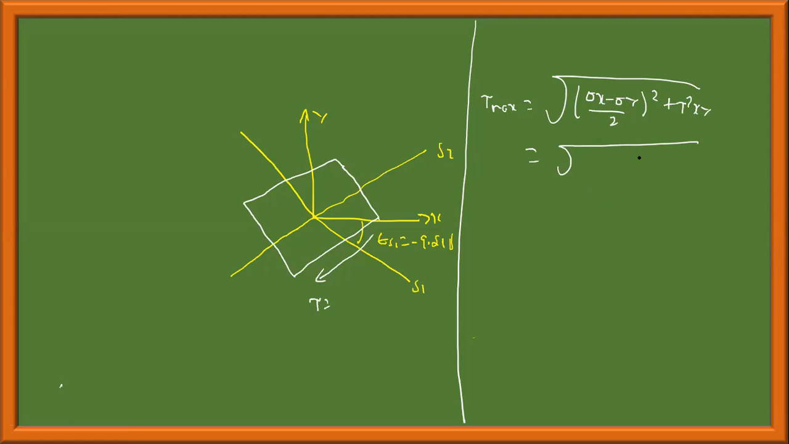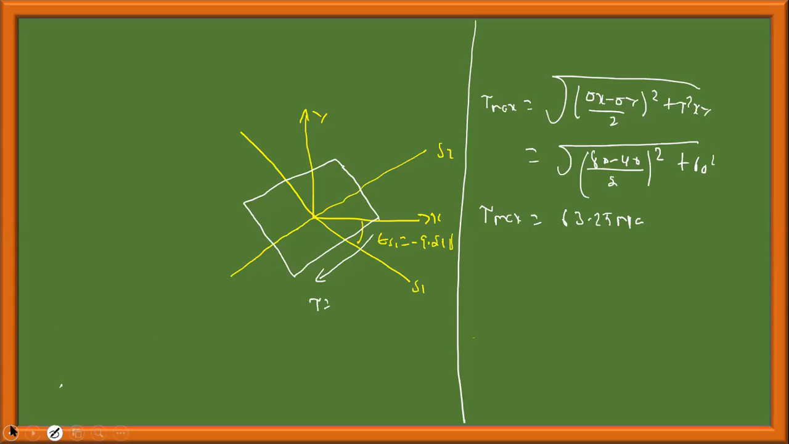Which is equal to root of ((80 minus 40) by 2) the whole square plus 60 square. So tau max will be equal to 63.25 MPa. Whether it's max or minimum, you write it as tau max. But since we found tau max from this equation, we should not take the sign of this equation.